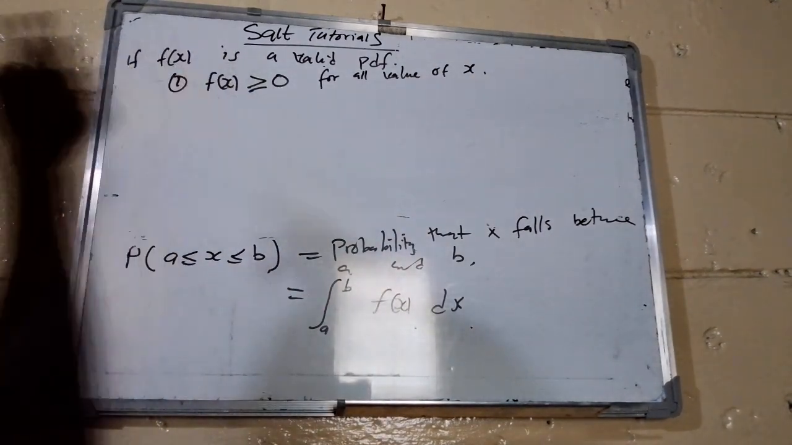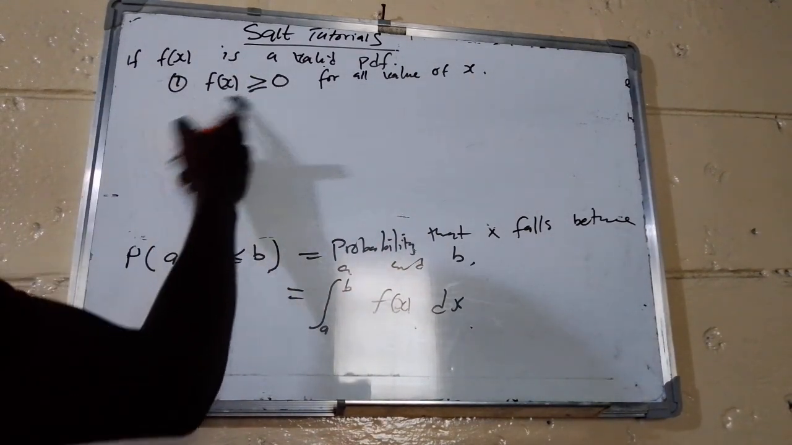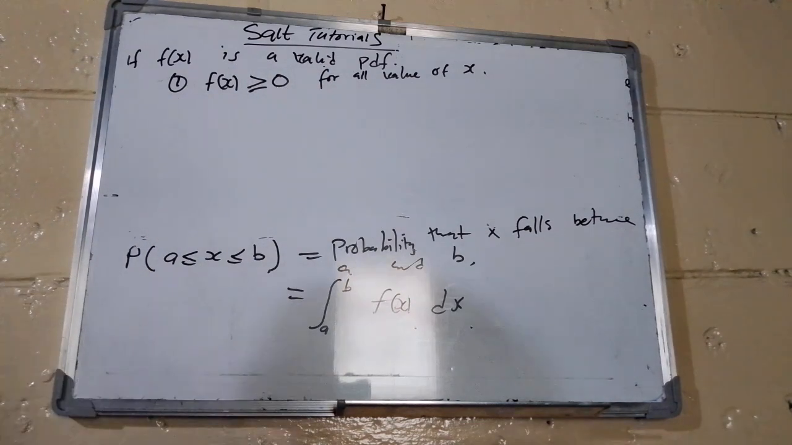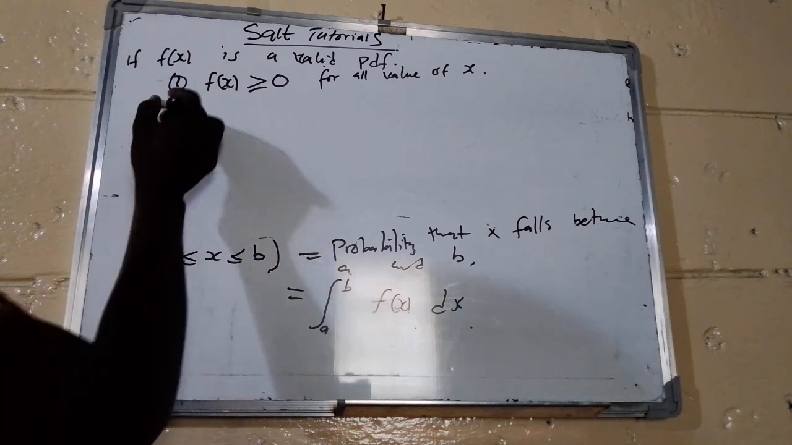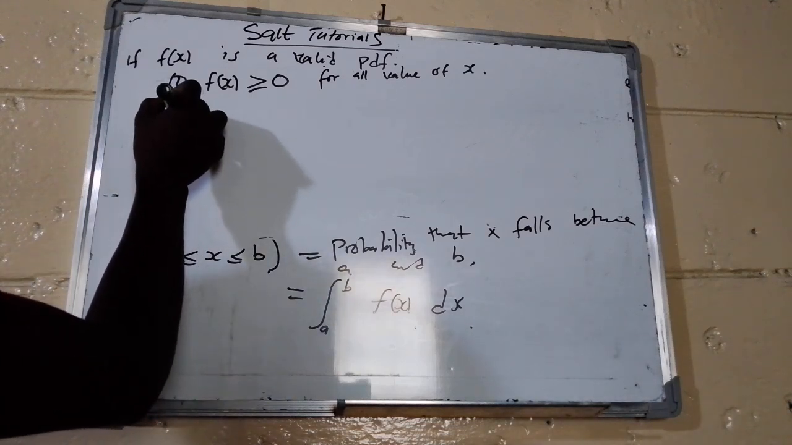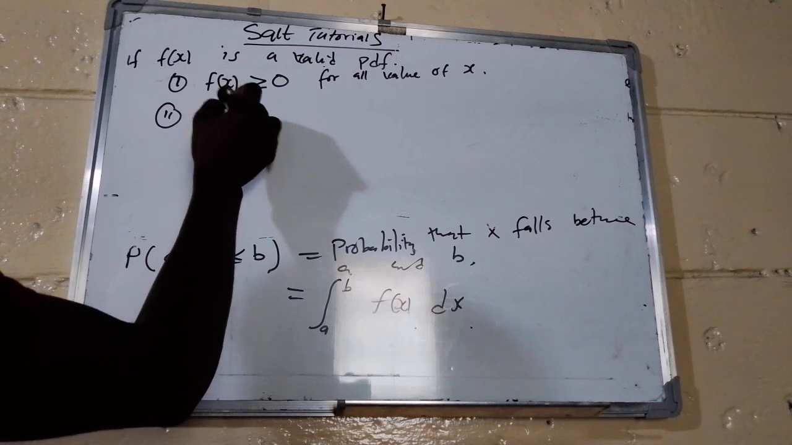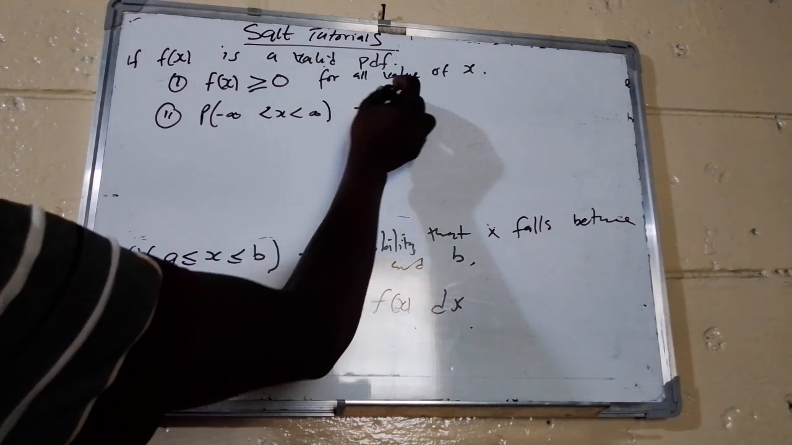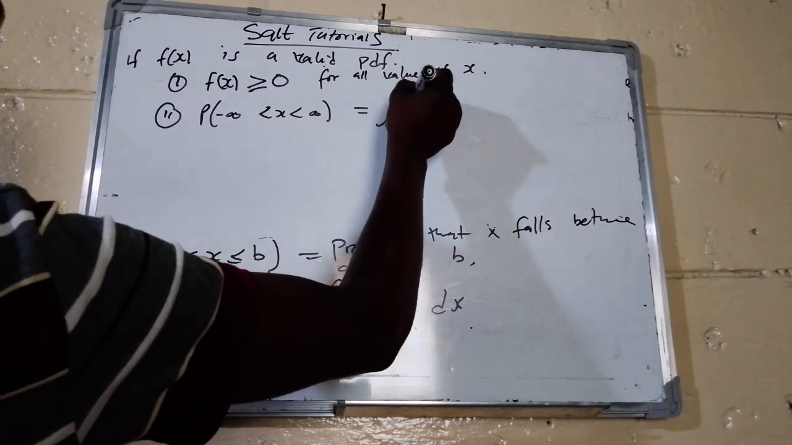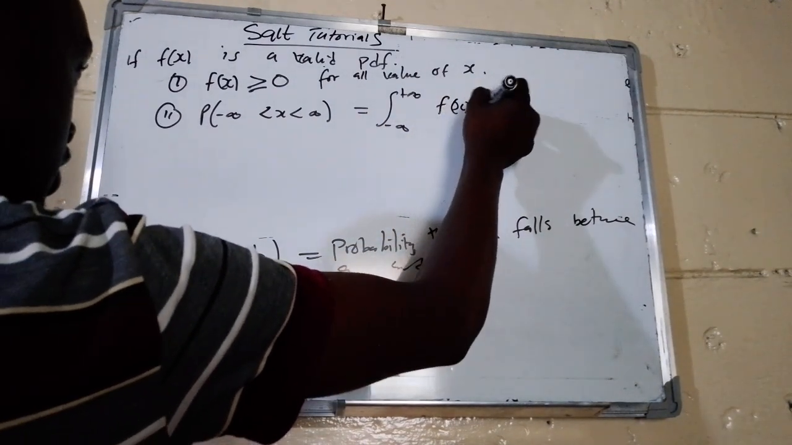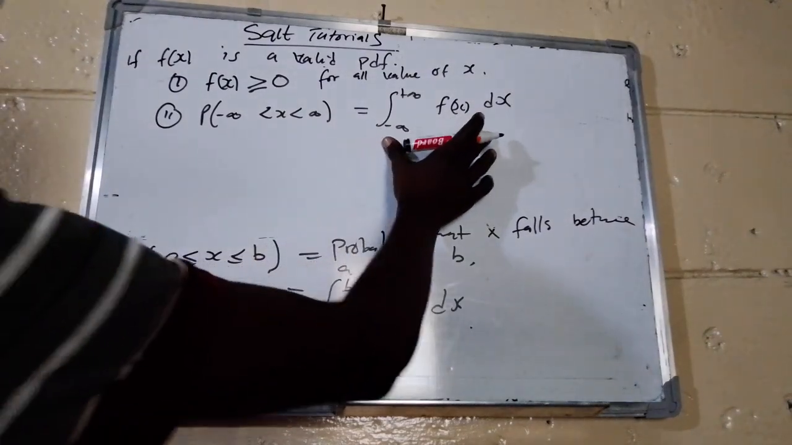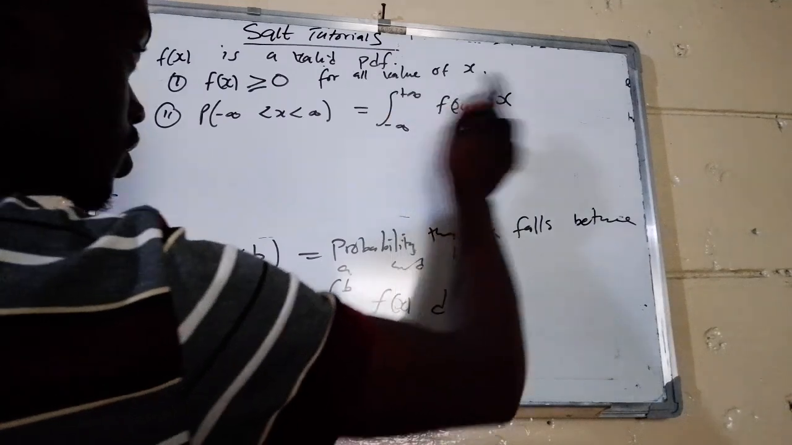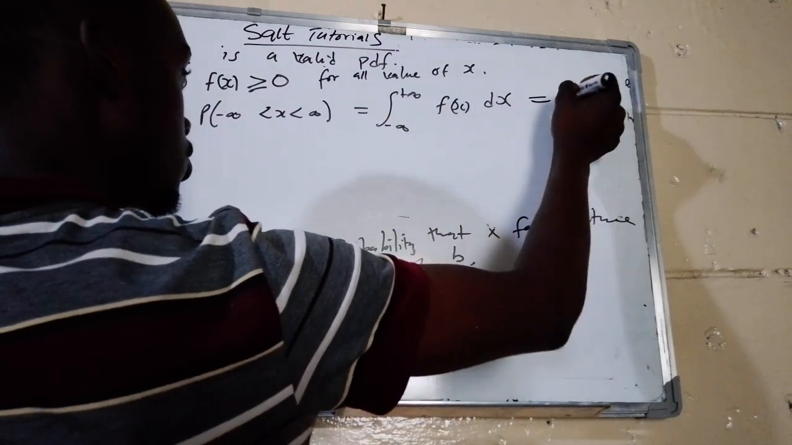Remember, this is basically just talking about the probabilities of x. So if f(x) is greater than or equal to 0, then the PDF is valid. We cannot have the probability be less than 0. And then the other condition is that the probability of negative infinity < x < positive infinity is the integral from negative infinity to positive infinity of f(x) dx. For it to be a valid PDF, this integral using these two bounds should be equal to 1.